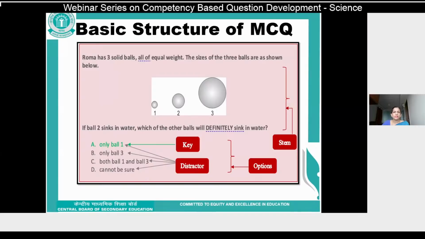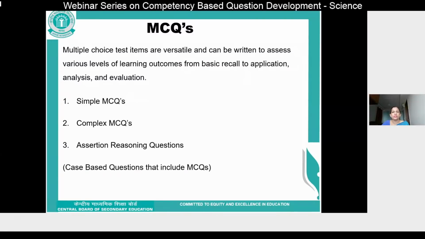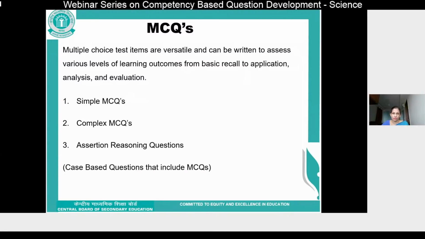Next question. These multiple choice questions, next slide please. These MCQs are basically test items. They are so versatile and can be written to assess various levels of learning outcomes. They are further classified into different types: basic simple MCQs, complex MCQs or branched MCQs, assertion reasoning questions, and case-based questions that include MCQs.